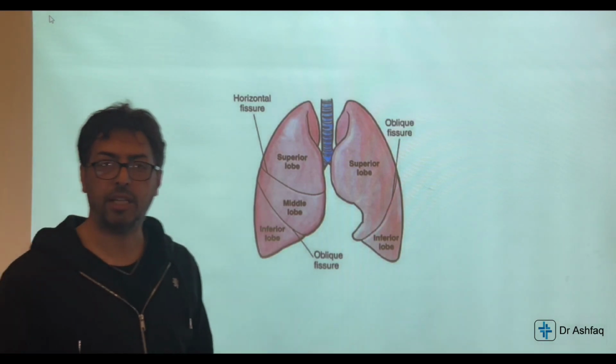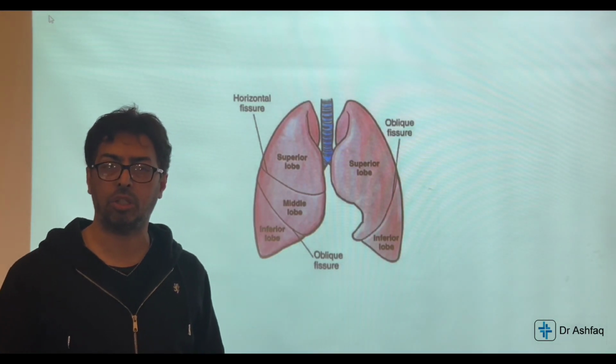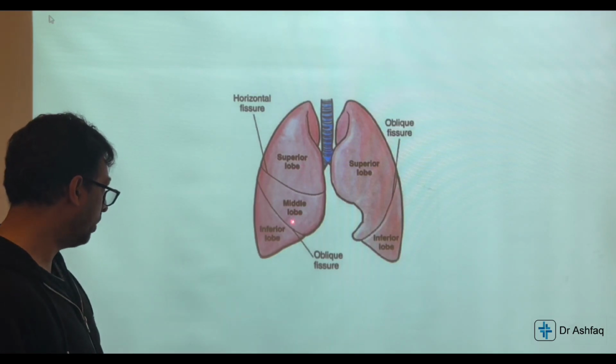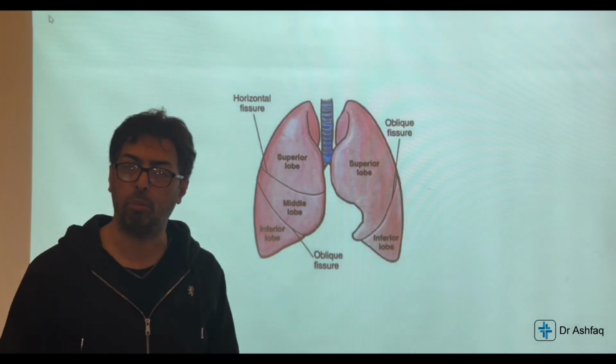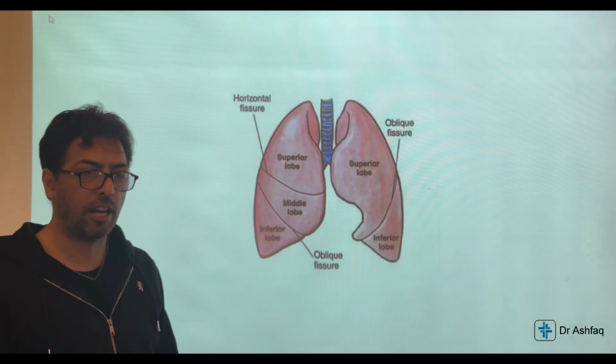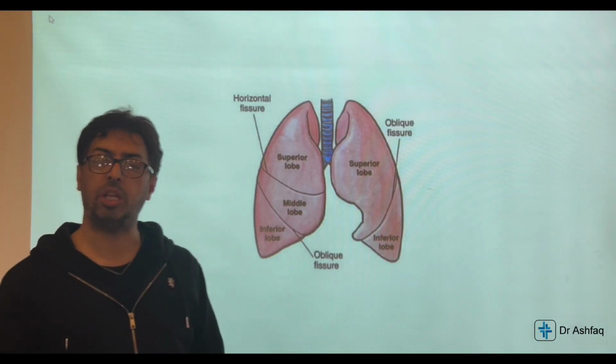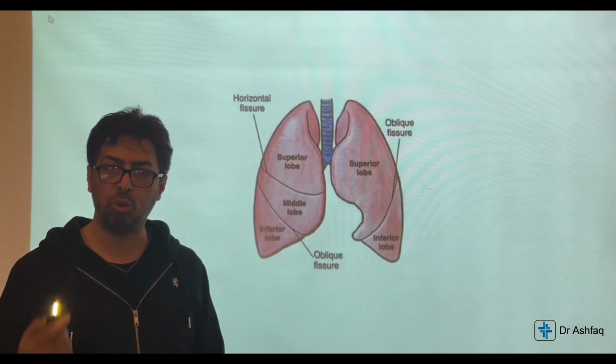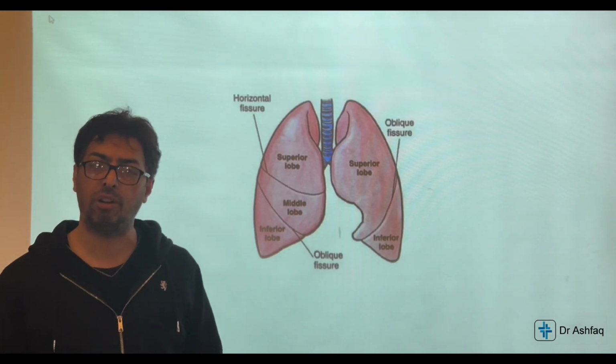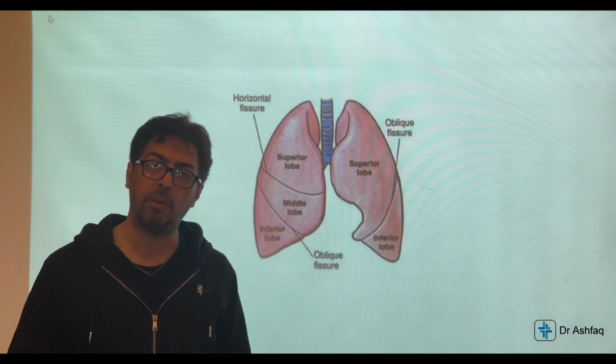So you can see that classically the right lung has three lobes, the superior lobe, the middle lobe, and the inferior lobe, in contrast to the left lung, which has just two lobes, the superior lobe and the inferior lobe. So there are three lobes and two fissures in the right lung, and only one fissure in the left lung. That is one important thing.